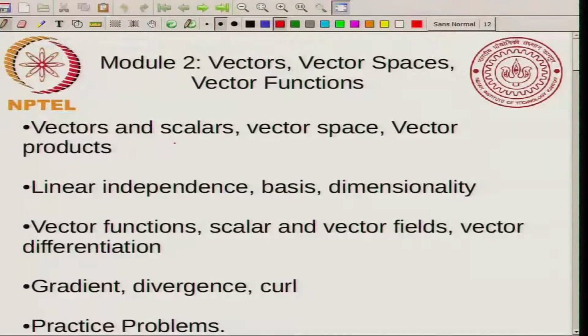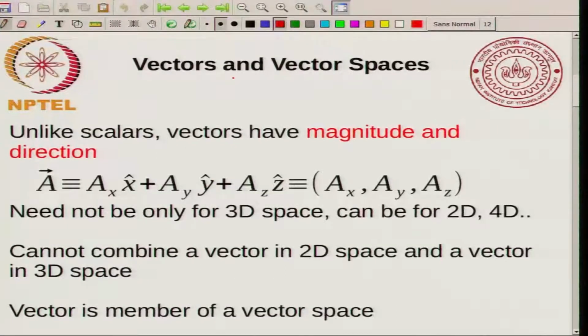So, in the first lecture I want to talk about vectors, vector space and vector products. Okay. So, all of you are familiar with the idea of vectors. What you know is that vectors have both a magnitude and a direction, unlike scalars which have only a magnitude. And so, a typical vector you might write in this form. You might write a vector A as Ax x hat plus Ay y hat plus Az z hat, where x hat, y hat and z hat, alternatively, you might write these as i hat, j hat and k hat. So, you are also used to this notation. So, you can write a vector in this form.